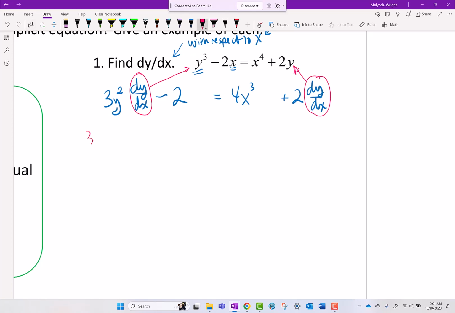So I've got 3y squared dy/dx. Okay, that's a plus, so minus 2 dy/dx equals 4x cubed, and I'm going to move the 2 over. Okay, so that's step two. Get all the dy/dx's on one side and everything else on the other.